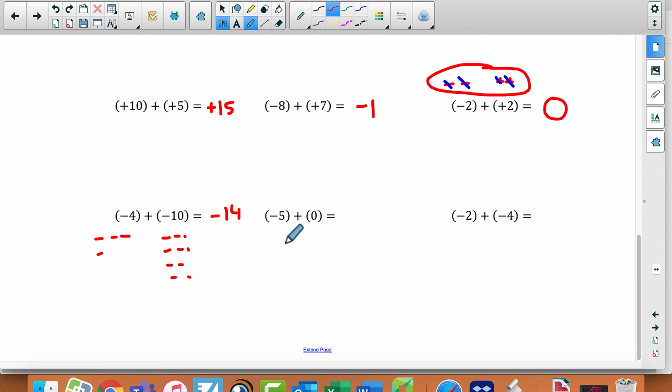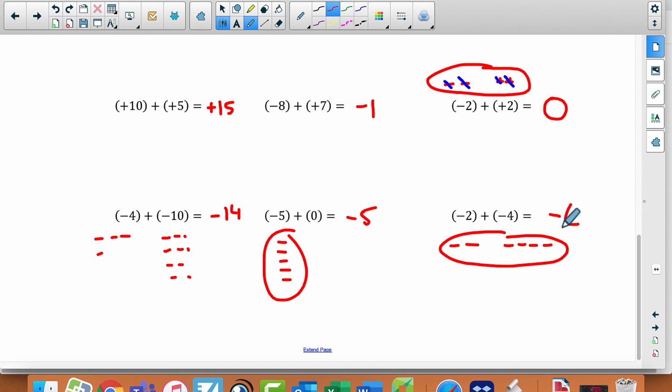Alright, this one's not too bad. Negative 5 plus 0. So there's negative 5, and we add nothing to it. So what do we still have? Negative 5. That was a bit silly. And the last one. Negative 2 and negative 4. If you add them together, you now have negative 6.